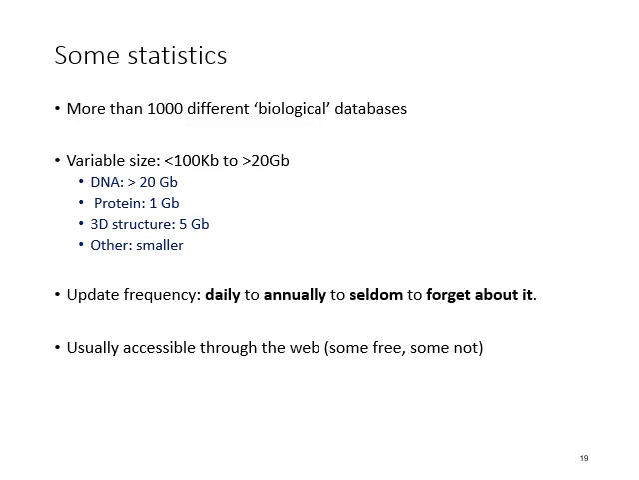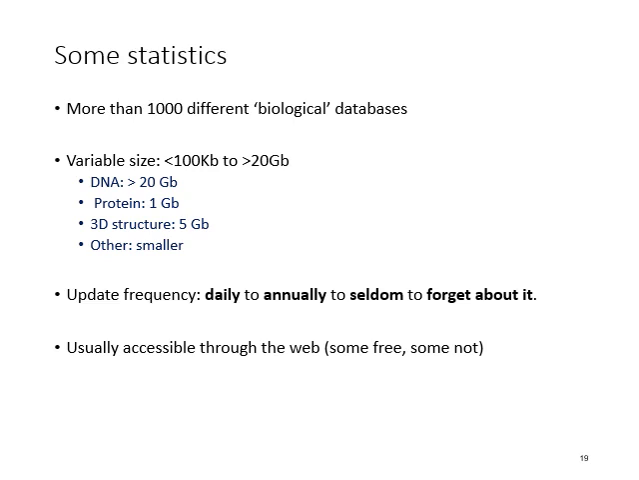These are some statistics about biological databases. Today in the world, there are more than 1,000 different biological databases, and their size is very wide-ranging. A few databases are less than 100 KB, and there are a few whose size is greater than 20 GB, like some DNA sequence databases. Some protein sequence databases are around 1 GB, 3D structure databases 5 GB or more, and other databases may be even smaller.